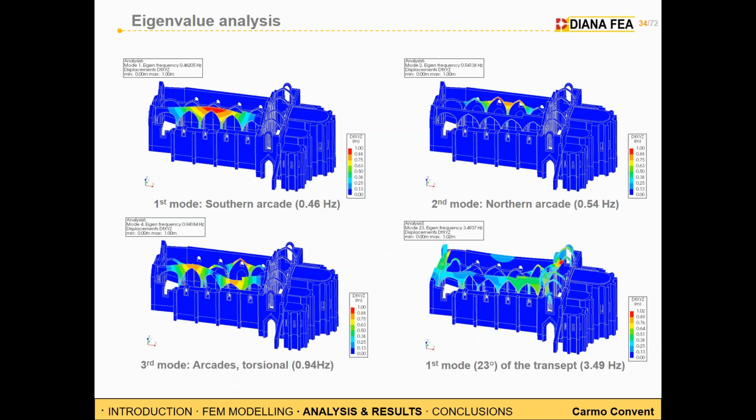For example, talking about Karmo-convent, that is a ruin, a damaged church, this procedure wasn't so easy. In fact, as you can see, the first modes are always related to the rocking of the arches. We had to go up to the 23rd mode before we started to stimulate also the facade and the transept.